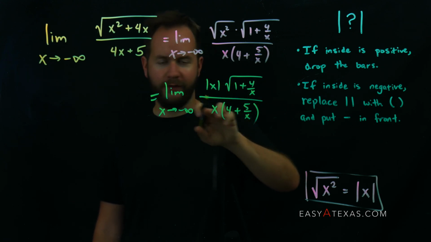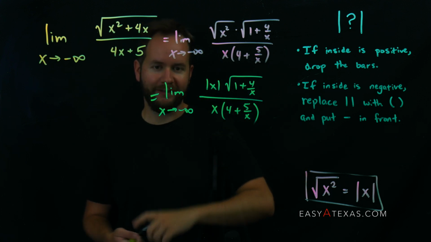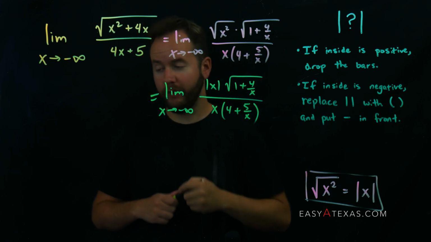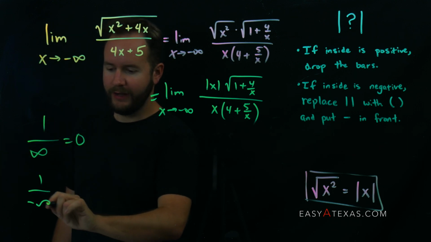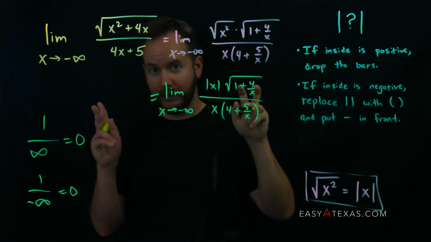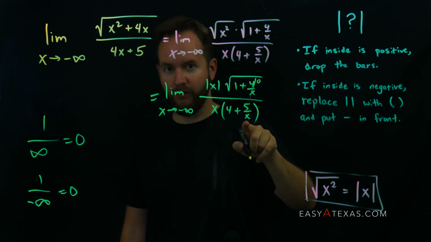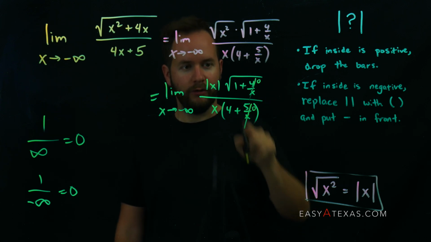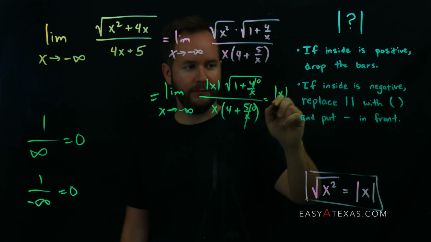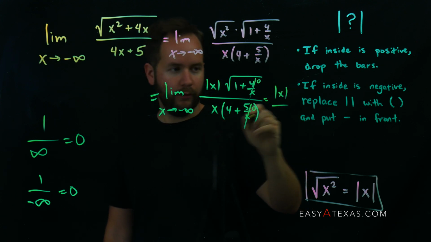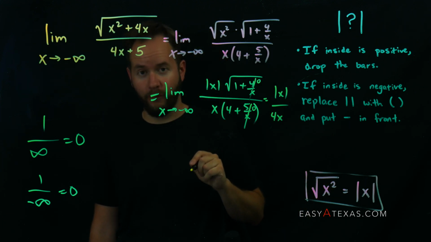I'm going to address this in a moment, but let's start with the square root and the parentheses first. We're taking the limit as x goes to negative infinity. One thing you should know by now, hopefully, is 1 over infinity is 0, 1 over negative infinity is also 0. So when I go ahead and plug in infinity, this is going to be 4 over infinity, which is 0. This is going to be 5 over negative infinity, which is also 0. So I get 1 plus 0 is 1. Square root of that would just be 1, so I have absolute value of x, over x times 4, which is just 4x.